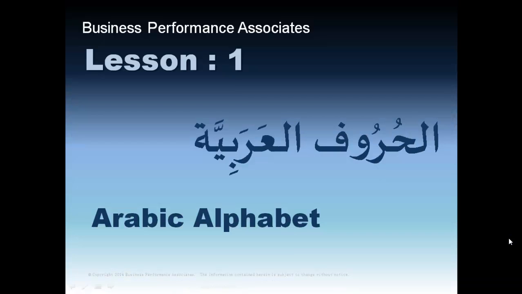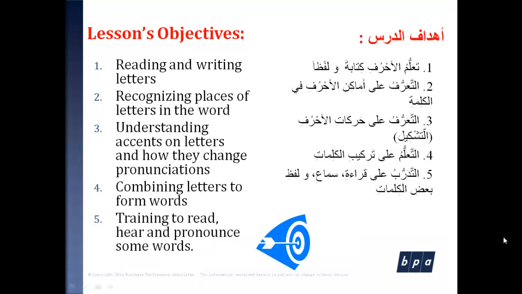This is the first lesson in the series and the focus of the lesson is the Arabic alphabet. The objectives for this lesson include reading and writing the alphabet letters, recognizing places of the letters in the word, understanding accents, or as it's referred to in Arabic, tashkil, on letters and how they change their pronunciation, combining letters to form words, and training on how to read, hear, and pronounce some words.